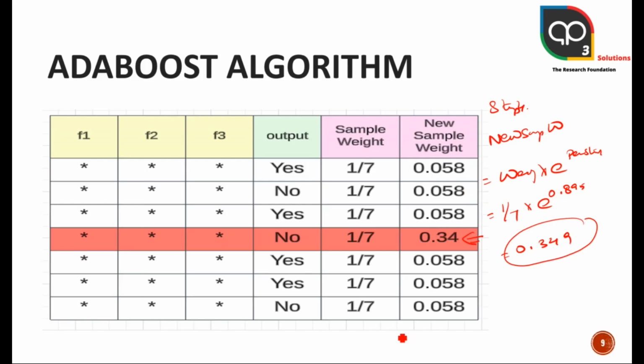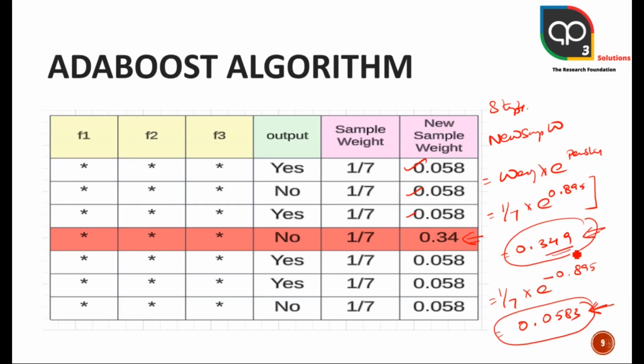And what do we have to do for the rightly classified? Here we need to include a negative sign. So that is 1 by 7 into e to the power of minus 0.895, which is equivalent to 0.0583. So the new sample weight for the rightly classified is 0.058, and the new sample weight for the wrongly classified here is 0.34.